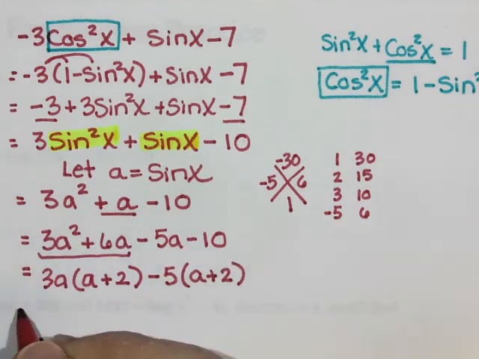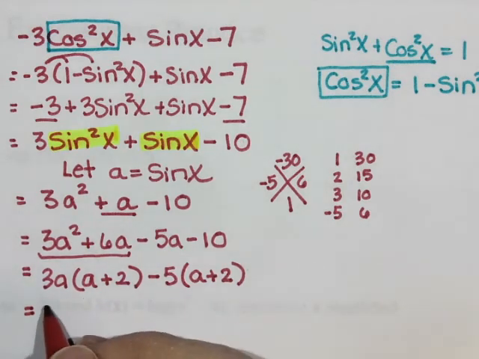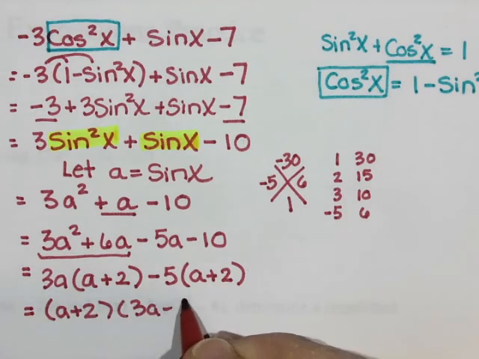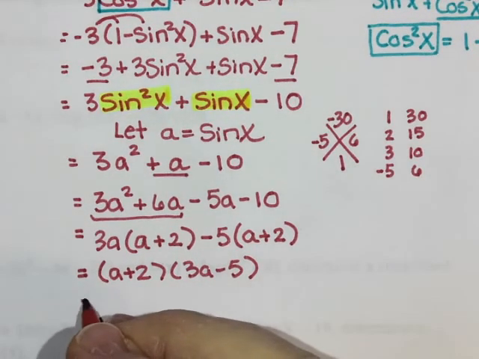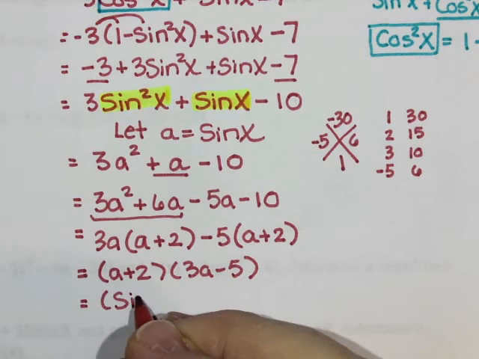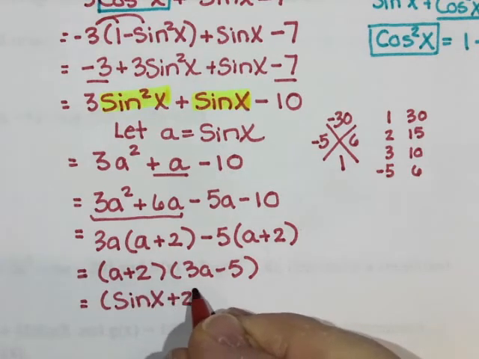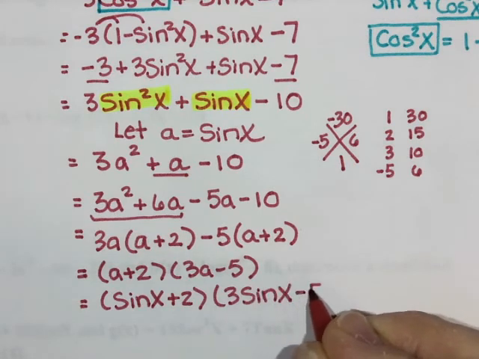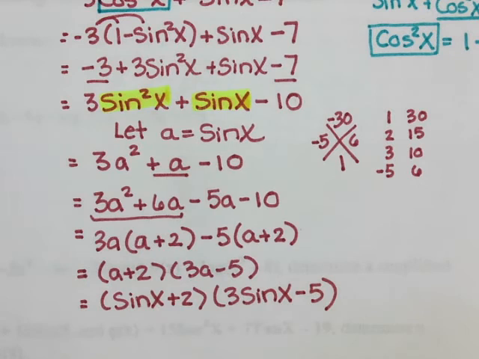I didn't explain all those steps because we've been factoring enough that hopefully you already know how to do this. And then this is a plus 2, 3a minus 5. Okay, but the question didn't really have a's in it. It had signs in it, which means this really is sine x plus 2, and then 3 sine x minus 5. Okay, so that's the numerator.